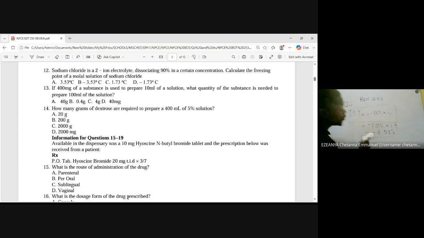This question can be twisted as follows. Instead of asking you the freezing point, they can ask: a molar solution of so-and-so that dissociates 90% will depress the freezing point of water by what amount? What are you going to say? What should be the answer?